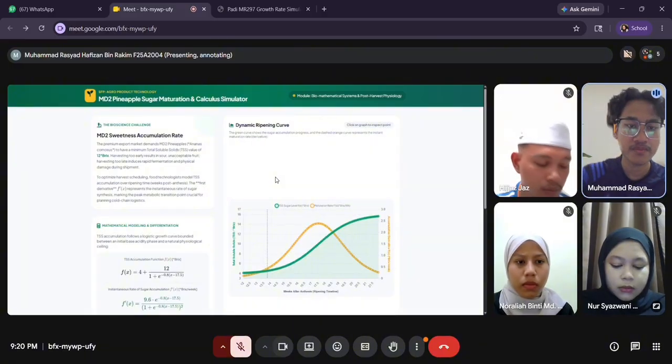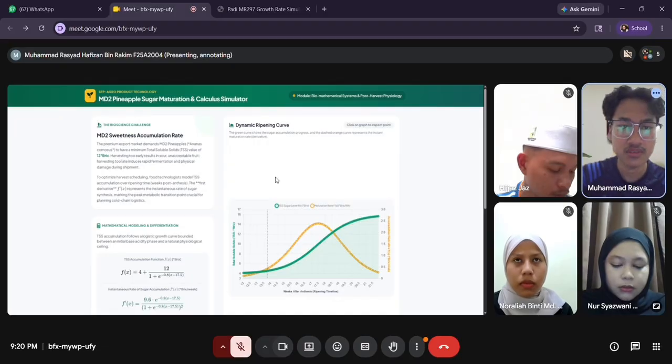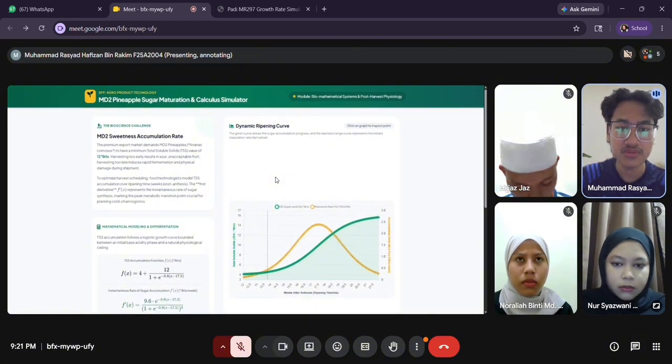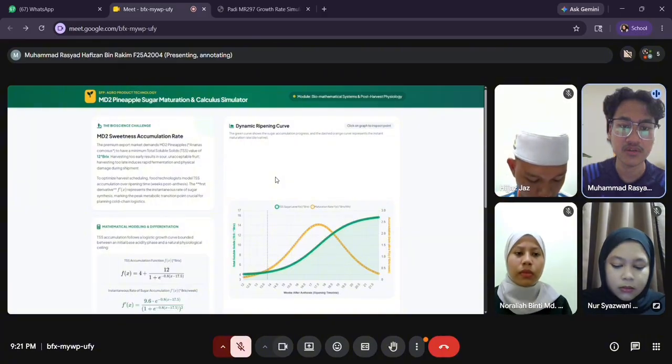The first point is the introduction section. This section provides background information about the bioscience problem. It helps users understand what the issue is and why it deserves attention. The introduction serves as the foundation for the rest of the project.